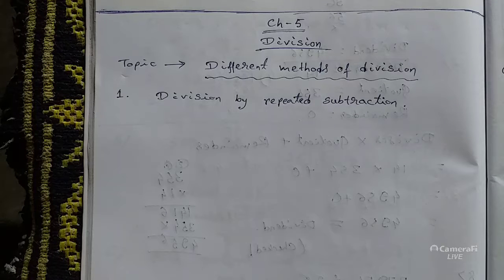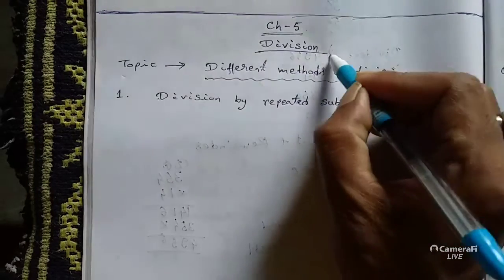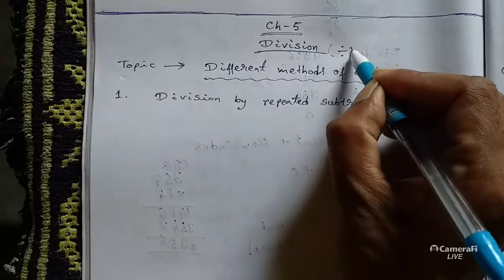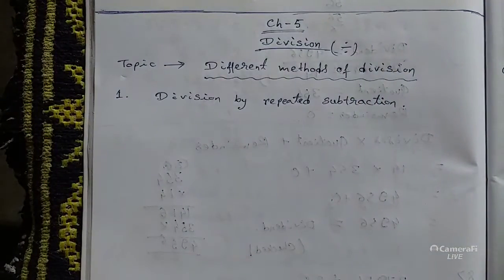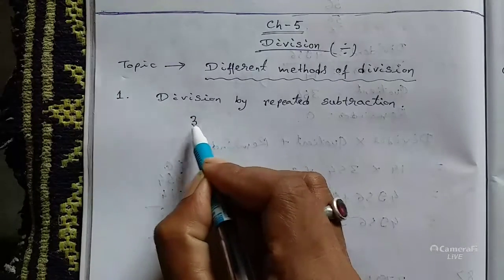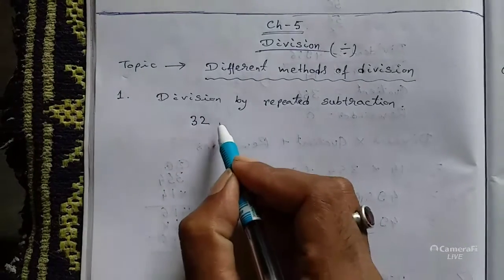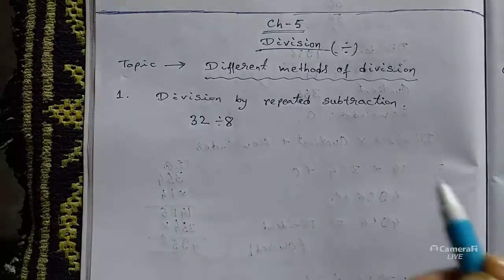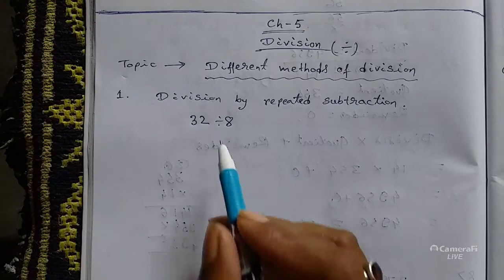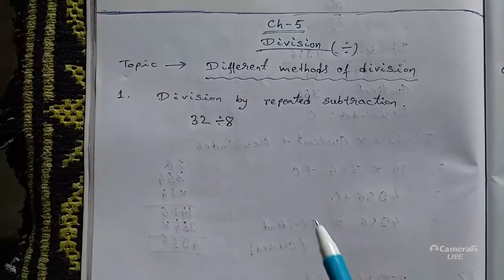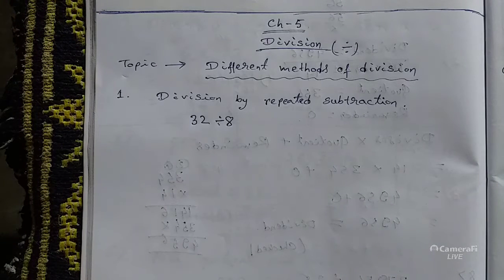Let us first come to know what is the sign of division. Recall it. The division sign is this one. Now whenever we have to divide a number by a particular number, suppose 32 is to be divided by 8, then we can write this in this way: 32, then the division sign, then 8. Let us first start with the division by repeated subtraction method.